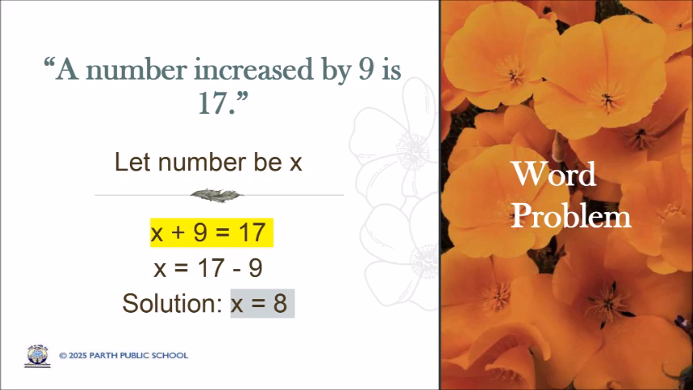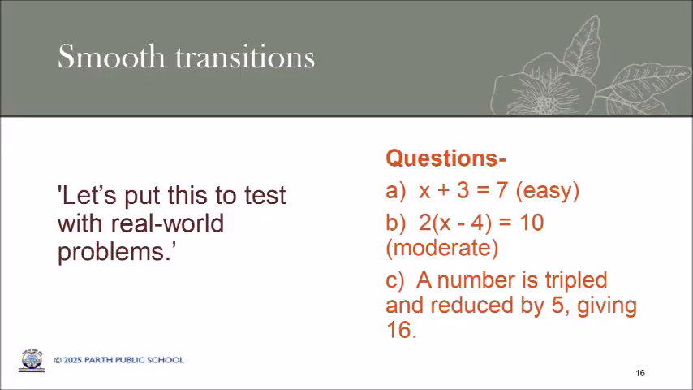So now I have to solve this linear equation. My variable is x. It will remain on the left hand side. The constant is 9. I'm going to shift constant 9 to the right with 17. Plus 9 will become minus 9. When I subtract 9 from 17, the answer will be 8. So my solution of this linear equation, which was given in the word problem, is x equals 8.